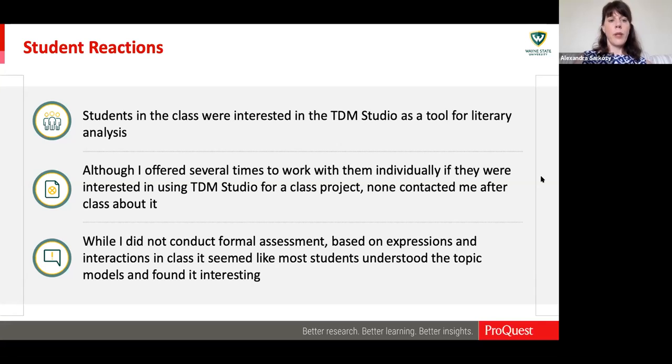And while I didn't do formal assessment on this session, students were participating, they were responding to my questions. And I think that students understood it, though again, I didn't do formal assessment. I don't know for sure, but it was a very positive experience for the students and for me.